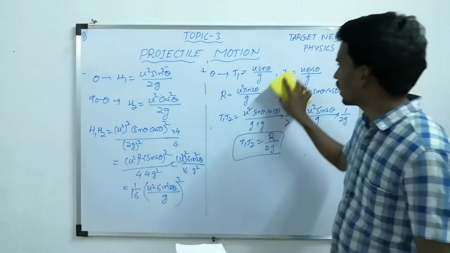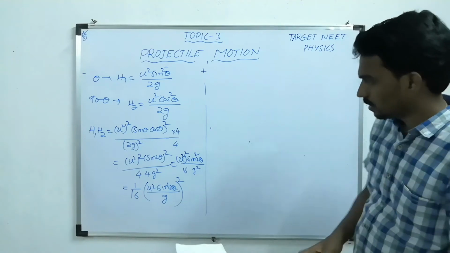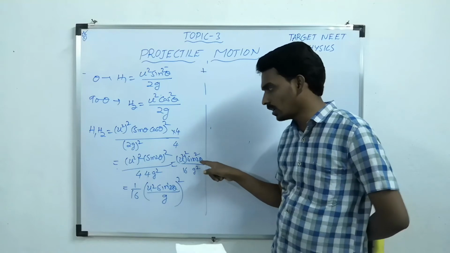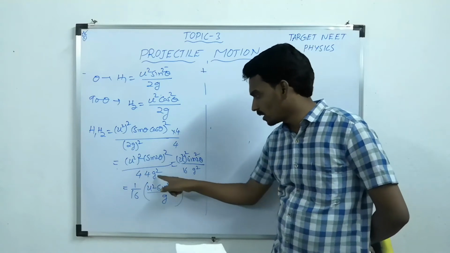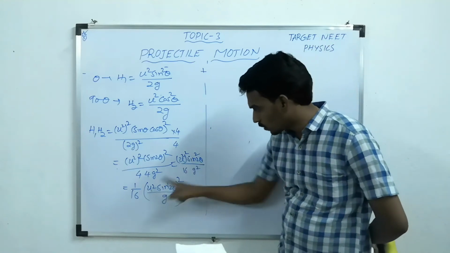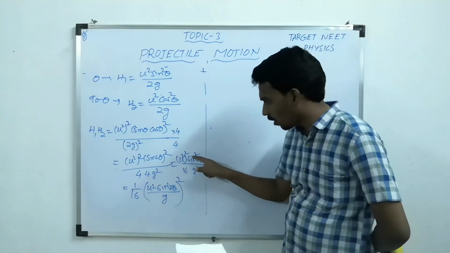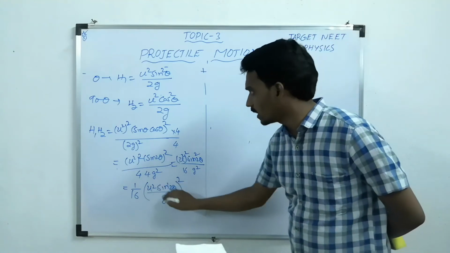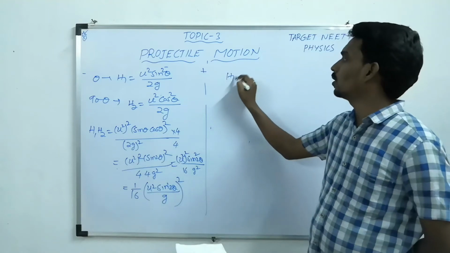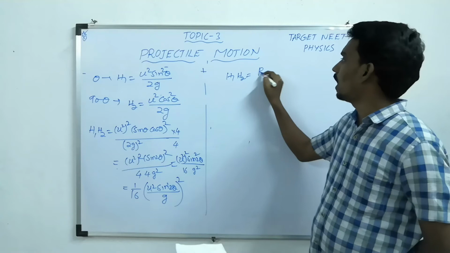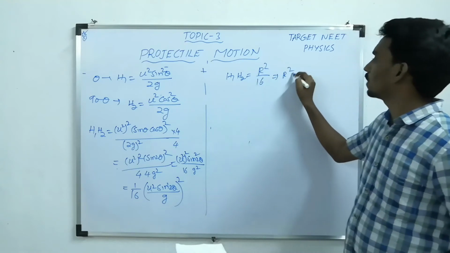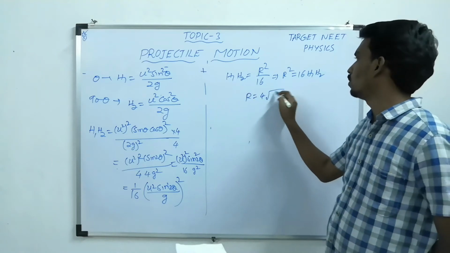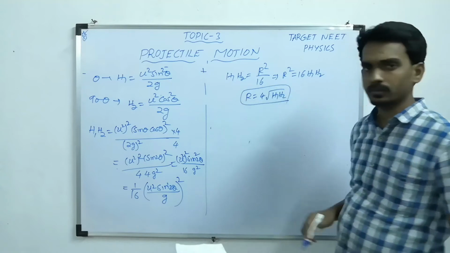Just try to understand properly: here u square whole square as it is, sin 2 theta whole square, sin square 2 theta, 16 g square, and I am writing 1 u square, 1 sin 2 theta, 1 g, all having square. I am writing it like common. Now u square sin 2 theta by g is what? Range. Therefore h1 h2 equals R square by 16. So R square equals 16 h1 h2. So R will become 4 root h1 h2.